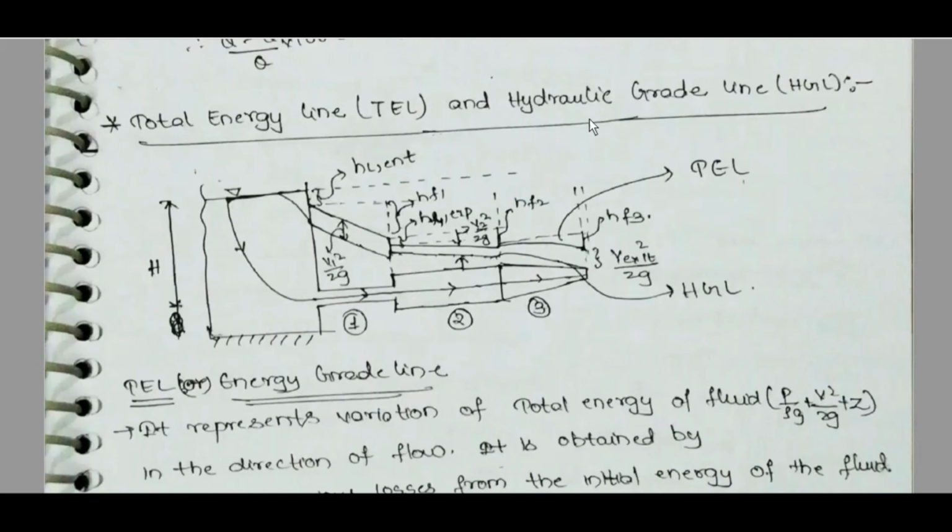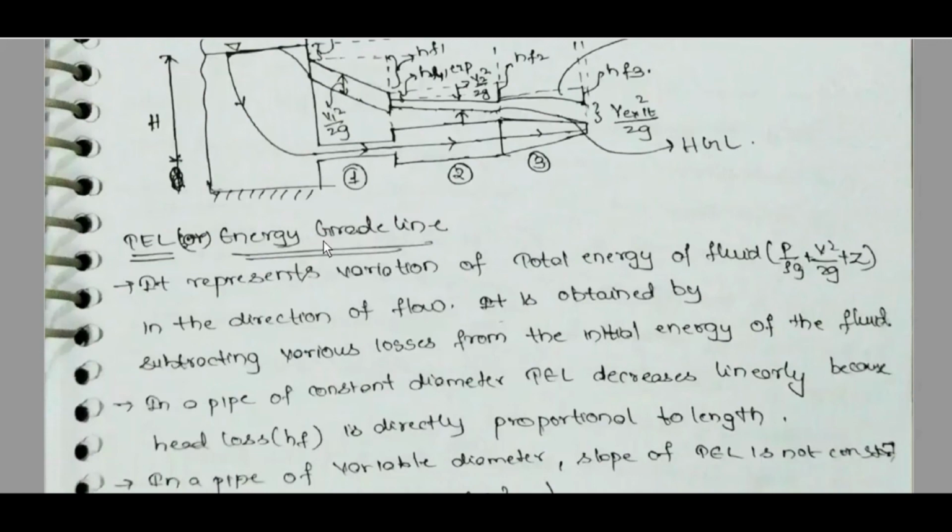Total energy line, hydraulic gradient line. Flow goes through like this. So this is hydraulic gradient line. Above that, this is total energy line. This is V exit square by 2g. Both start here. Total energy line, or energy gradient line.